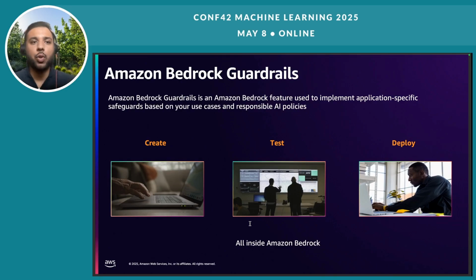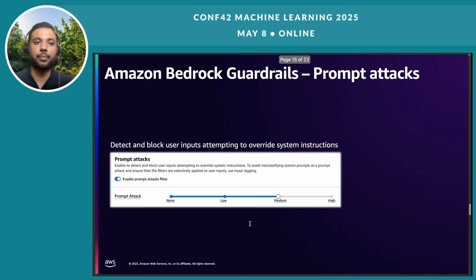Amazon Bedrock Guardrails is a feature of Amazon Bedrock, right? It is used to implement application-specific safeguards based on your specific use cases and responsible AI policies. The idea is we give you certain guardrails that you can configure based on your requirements. Some might not be relevant, some might not be applicable, but it's up to you to create those, test those extensively, and then deploy into your production accounts.